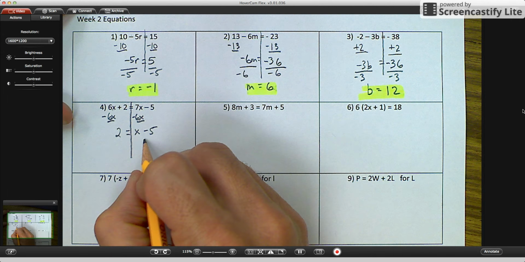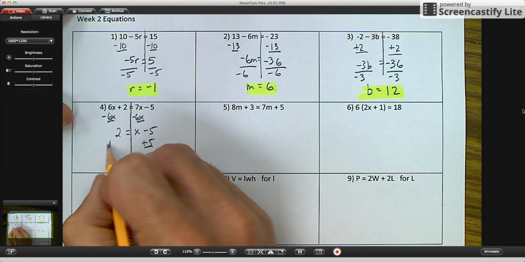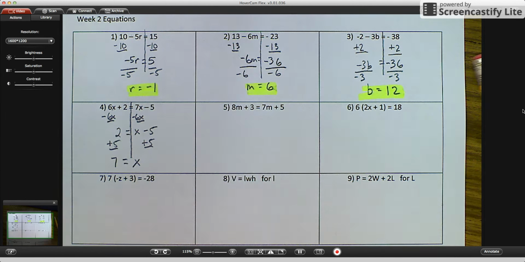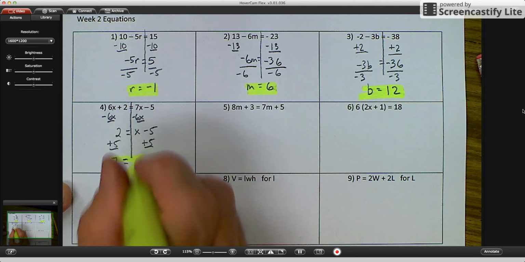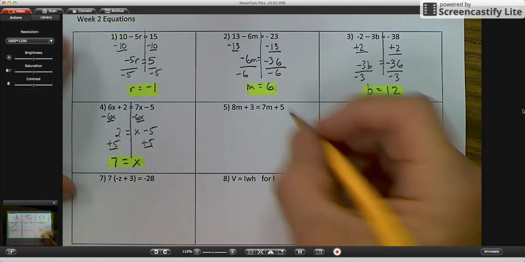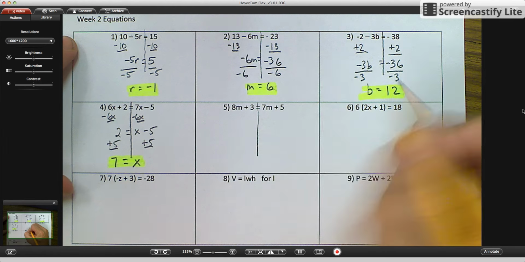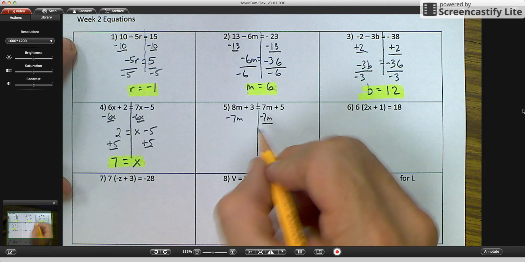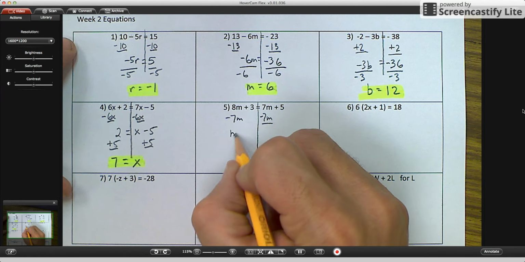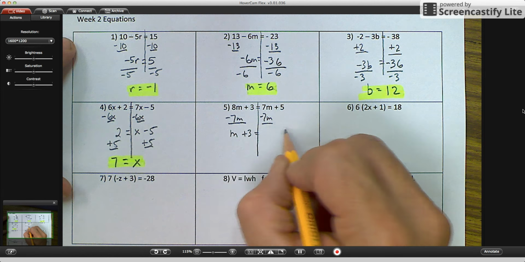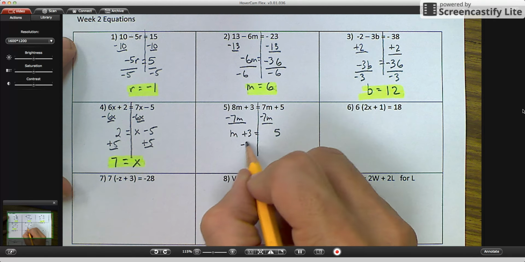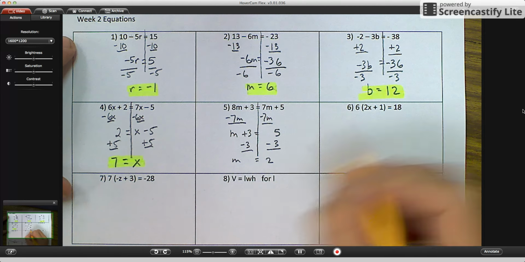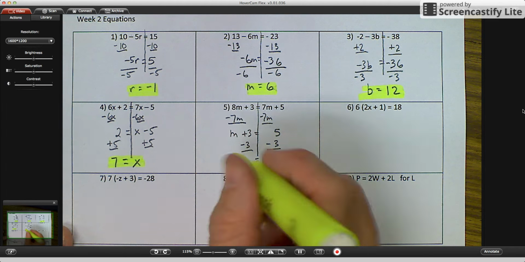Then I need to isolate my x, so I'm going to add 5 to the left, add 5 to the right, and I get 7 is equal to my x value, and that is my solution. The next one looks similar to the last one. Subtract 7m, subtract 7m. Okay, so I get m plus 3 is equal to 5. Subtract my 3. I get m is equal to 2. Solution.